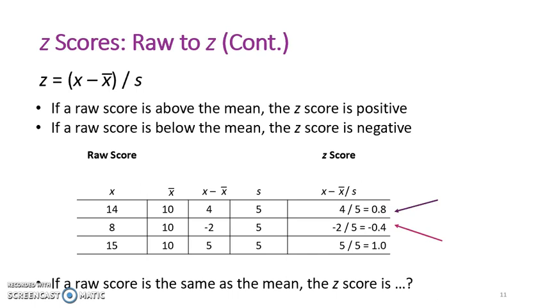This makes sense if you look at the formula. If x is larger than x bar, you're going to get a positive result. Note that the standard deviation is always positive, so we know this is true. If x is smaller than x bar, you're going to get a negative result. If a raw score is the same as the mean, the z-score is 0. And 0 divided by any other number except 0 is 0.